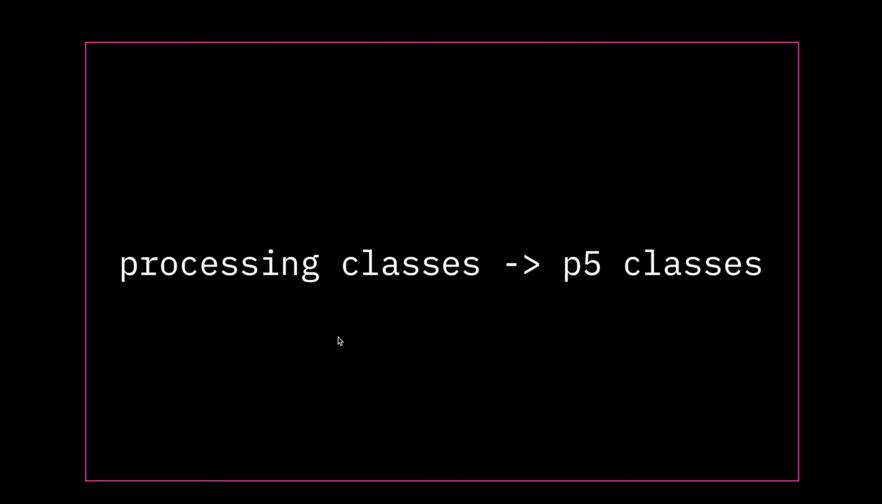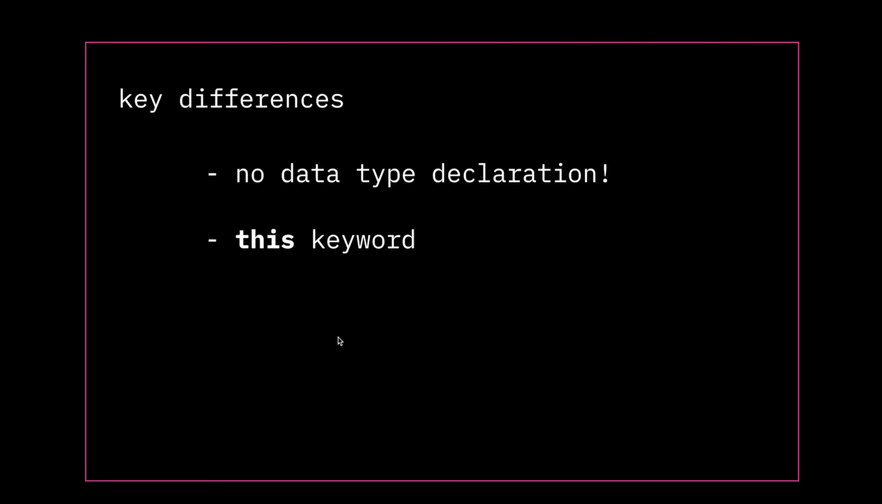So just to make sure that we have an idea of how to do it, I figured this might be helpful. The two main differences are we don't have any data type declaration, which we saw in our setup video as well. We don't need to say int, float, string, void, whatever before our functions. We also don't need to say that before our variables because JavaScript only has two kinds of variables, either consts or lets. We also have a new keyword called this.